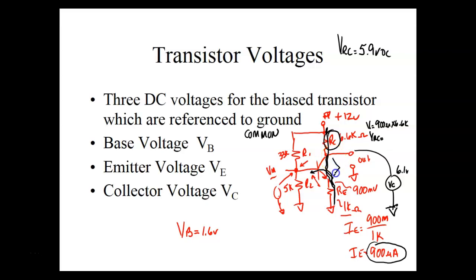What would the voltage collector to emitter be? Got 6.1 volts right here, got 900 millivolts right there. What would it measure right there? Everybody agree with that? So how do you do that, Brian? 6.1 minus 900 milli. That's exactly right. This is Kirchhoff's voltage law, right?